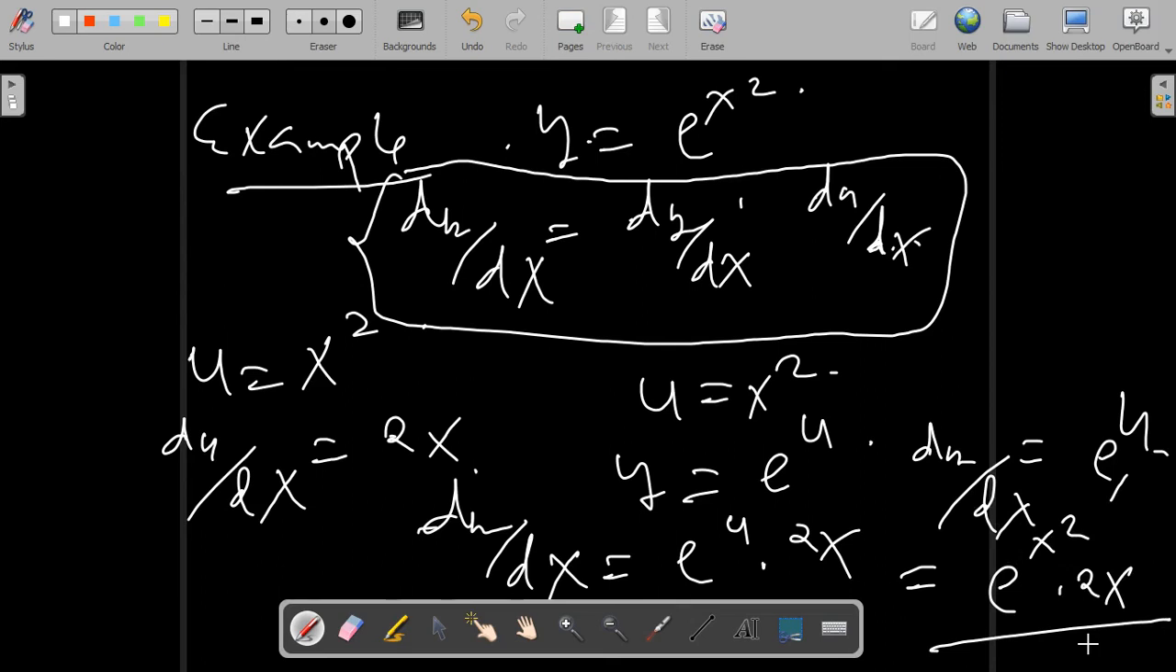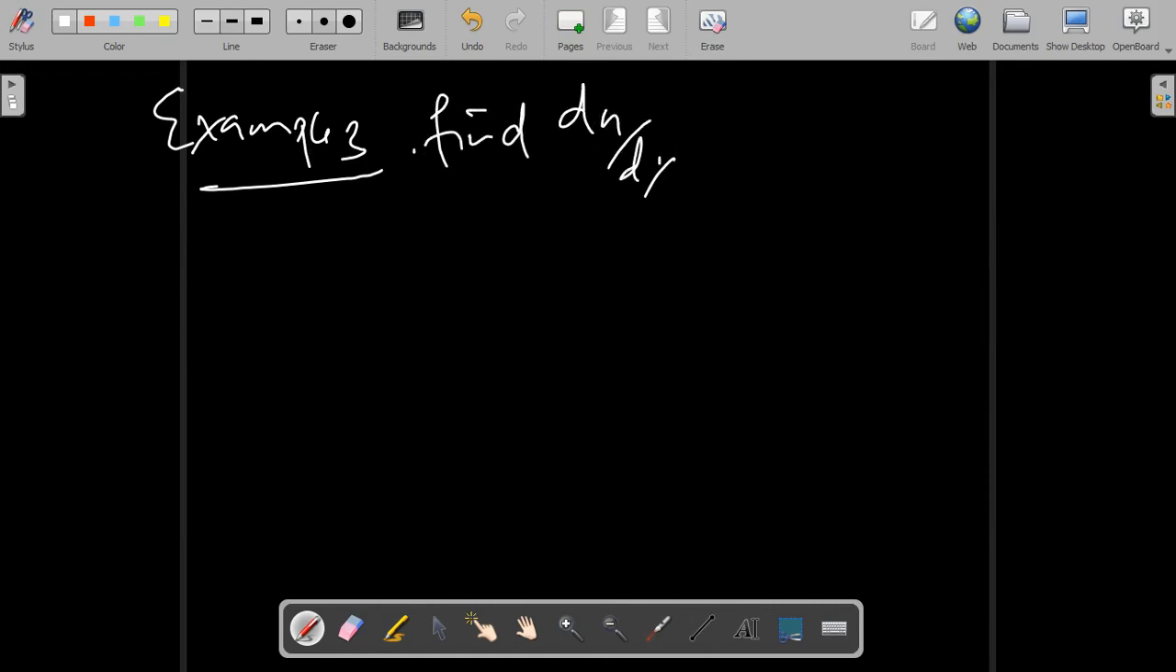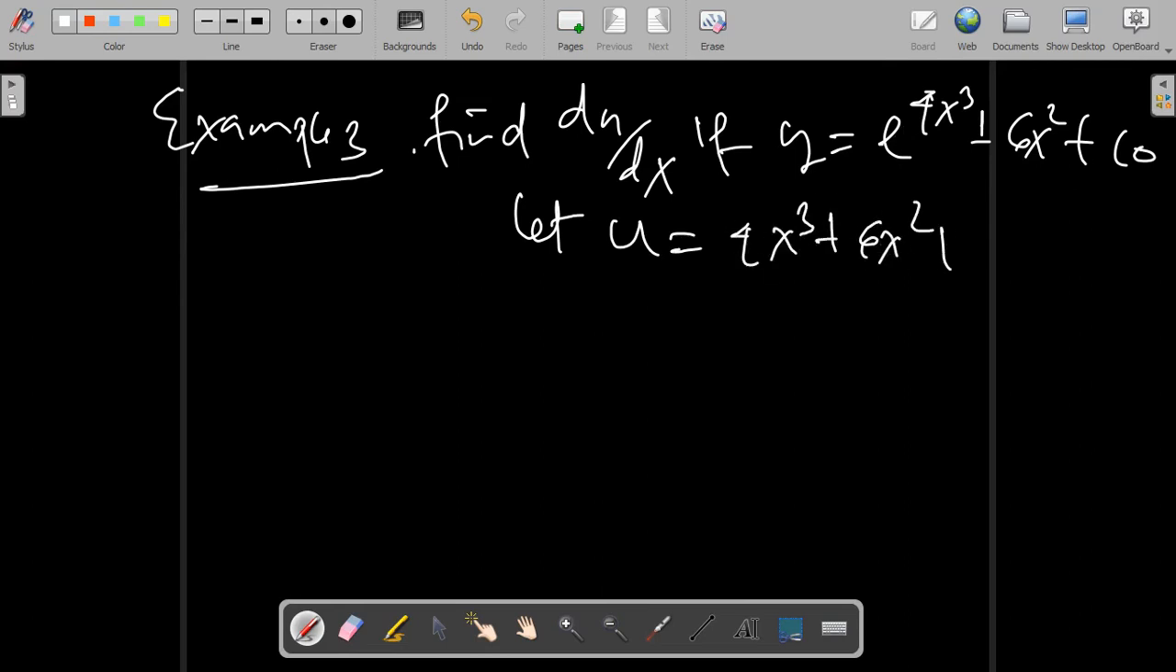Let's try to look at another example. Example number 3. Find dy over dx if y is equal to e raised to the power of 4x cubed plus 6x squared plus 10. So we let u be equal to 4x cubed plus 6x squared plus 10, which is the raised power function upward there. Now after taking that, let us find du over dx.